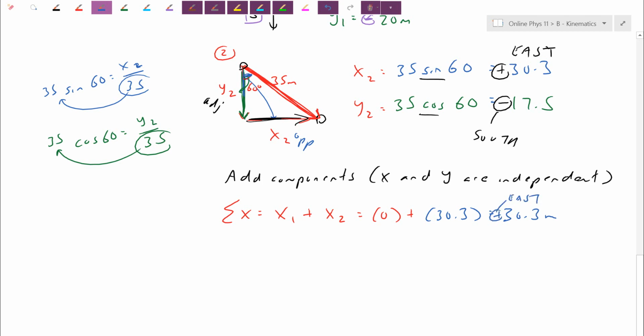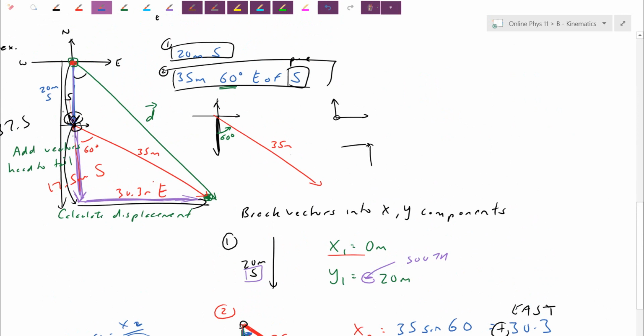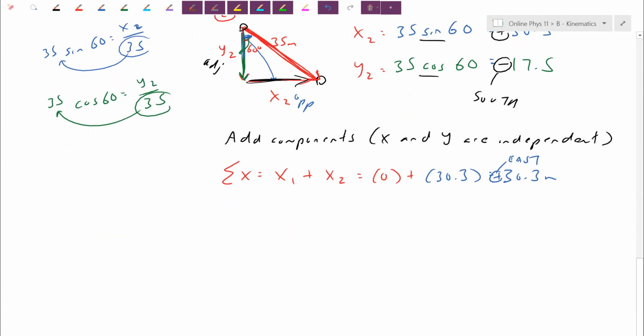So pictorially, we had seen this here. The first vector here didn't take you east or west. It's the second vector that actually takes you eastward, 30.3. That's the 30.3 that I got. Now how about the southward? For southward, we're going to add y separately. I'm using the sigma notation. This sigma symbol just means add up or sum.